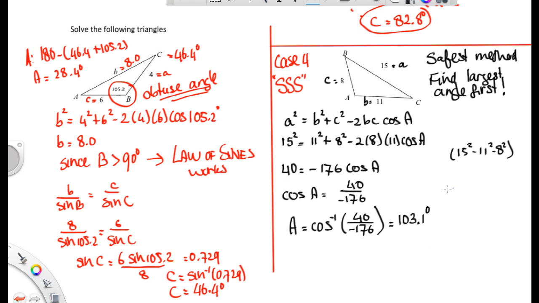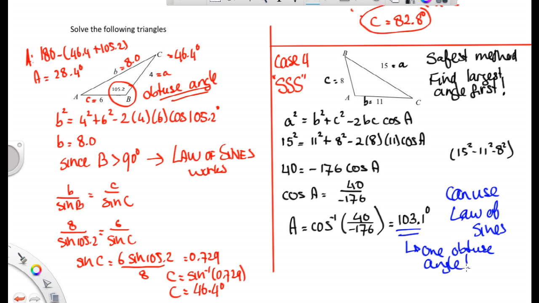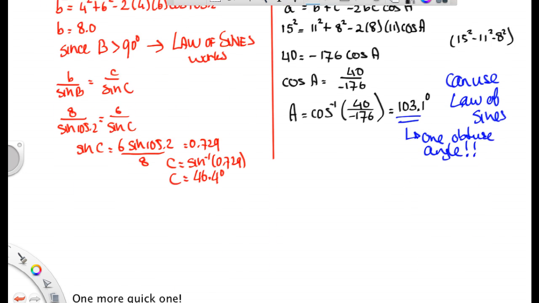Alright. Once you have one angle, then now you could go back and use the law of sines, because there can only be one obtuse angle, so the law of sines should work from here on out. And I'll let you do that because I have one more quick one.